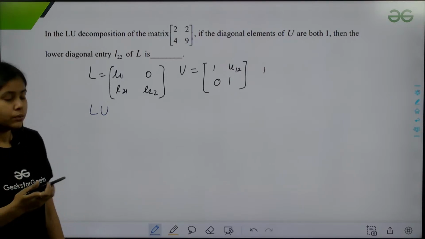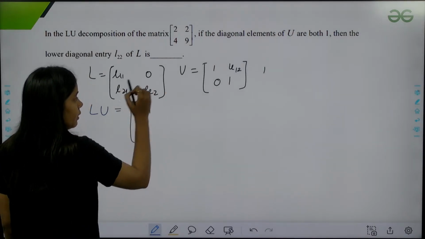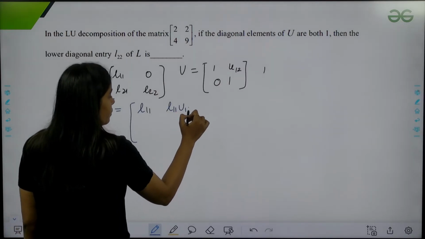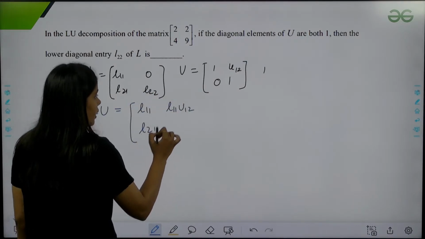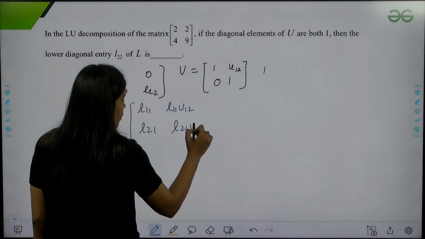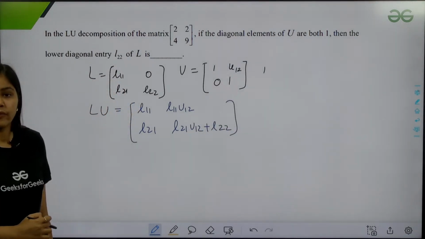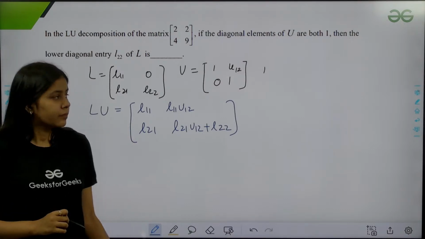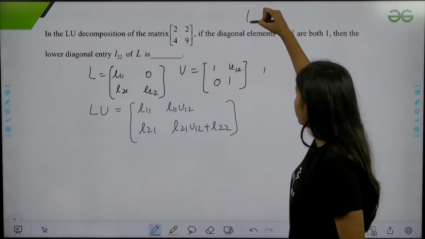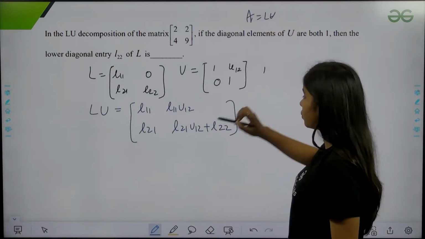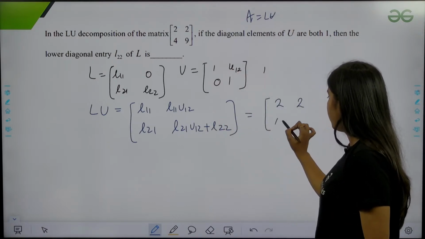I'll multiply L with U. So what would I get? I'll get L11, then L11 U12, and then we have L21, and then L21 U12 plus L22, right? This is my LU matrix, and in LU decomposition I can write A equals LU. So that means LU equals the A matrix. What is the A matrix? 2, 2, 4, 9.